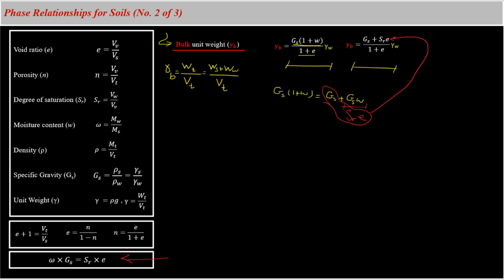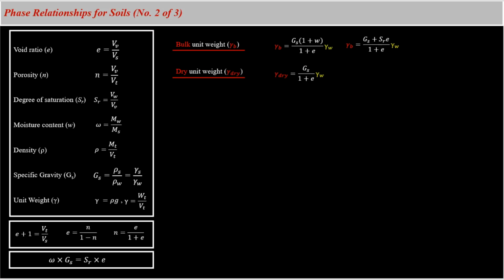So we have two equations to find the bulk density, one based on the moisture content, the other one based on the degree of saturation. And in both of them, we have a specific gravity and the void ratio. I'm going to show you at the end of this video how to derive this equation. But in the rest of this video, I'm going to use these two as the base to find the other unit weight equations. The next one is the dry unit weight.